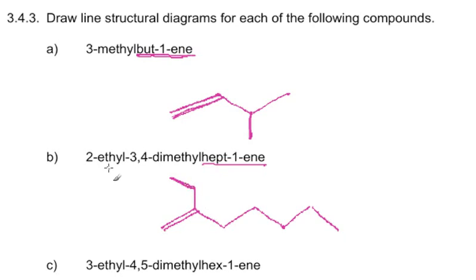So that's 2-ethyl hept-1-ene, and now on the third and fourth carbons we put methyl groups. So first carbon, second carbon, that gets a methyl group, and that gets a methyl group. And that should about do it.